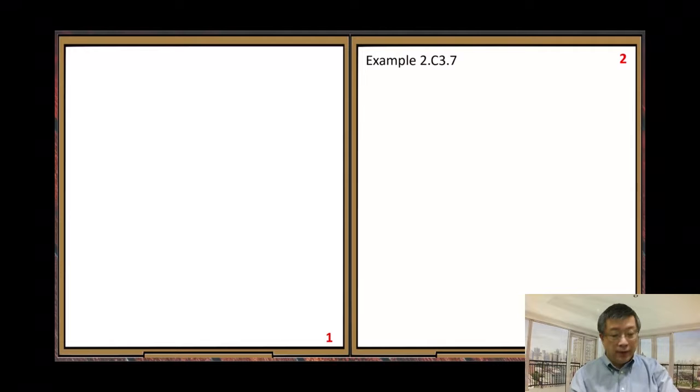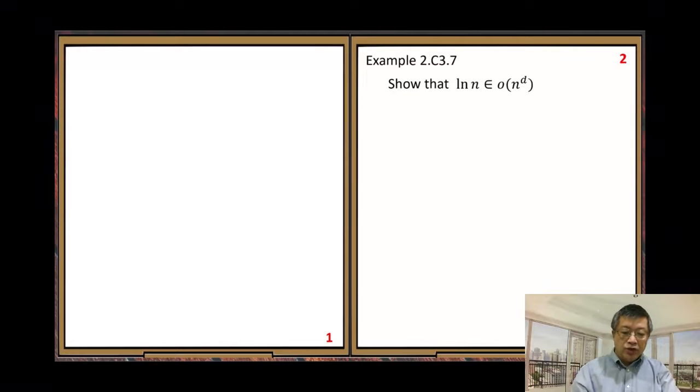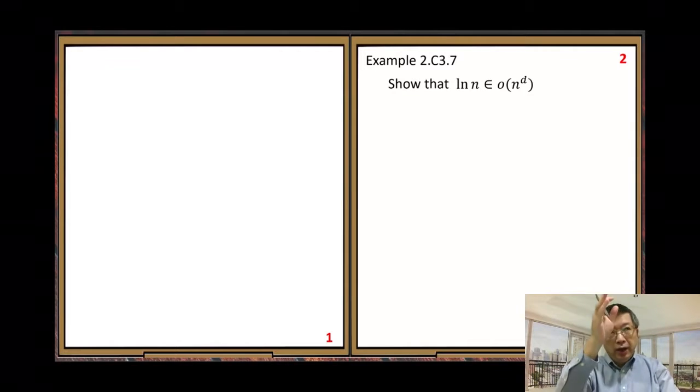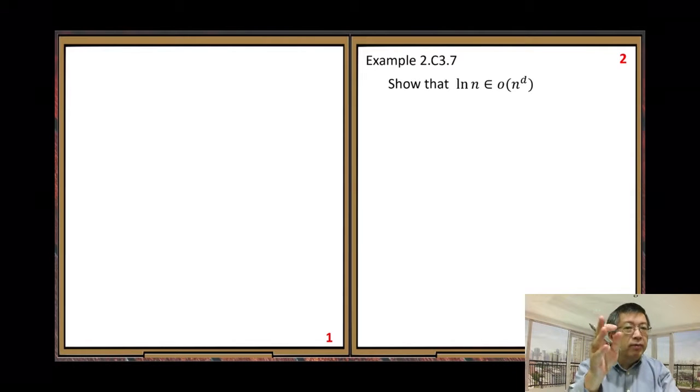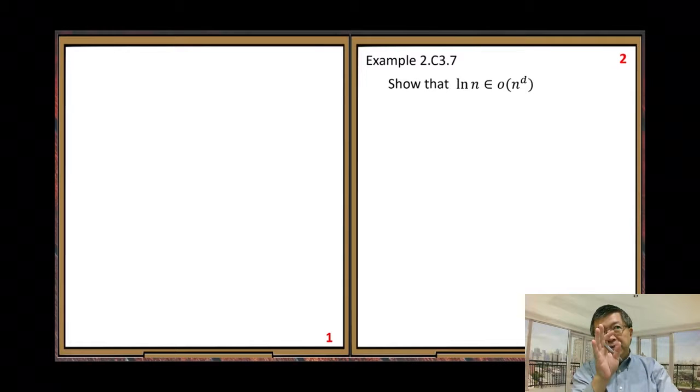Question number 7. Show that log of n belongs to little o of n to the dth power, but this time d is a positive number greater than 0. We do not require d to be an integer, any positive number.